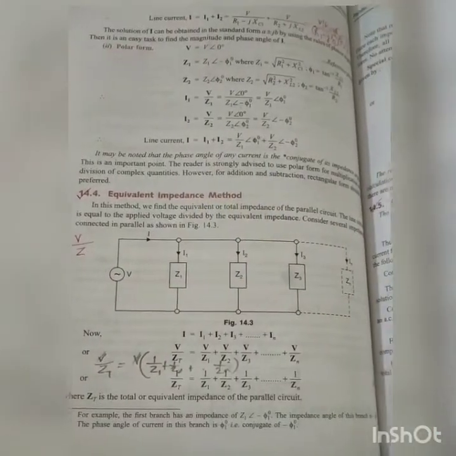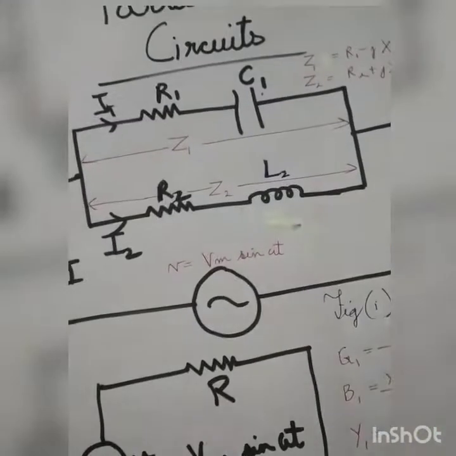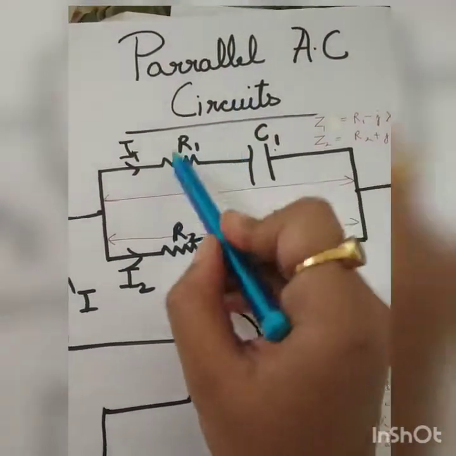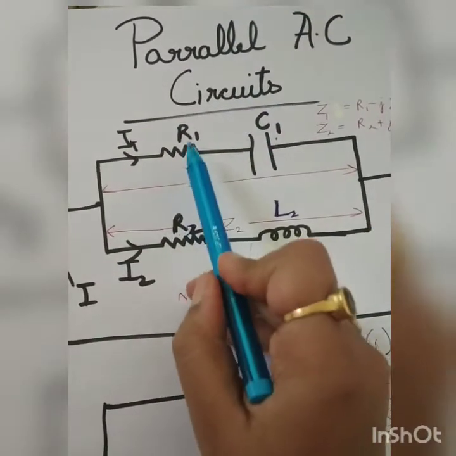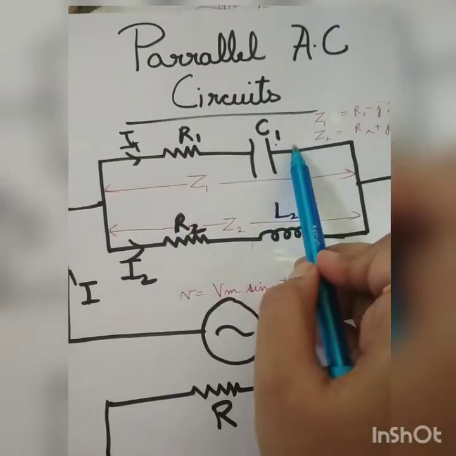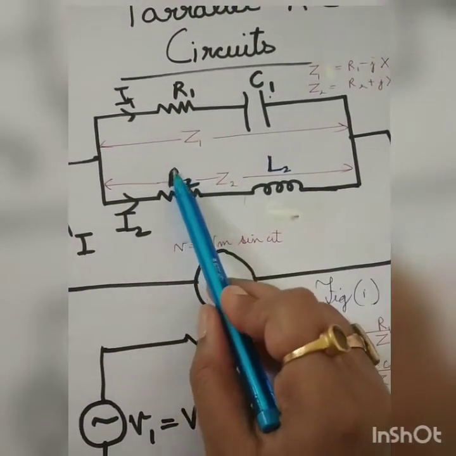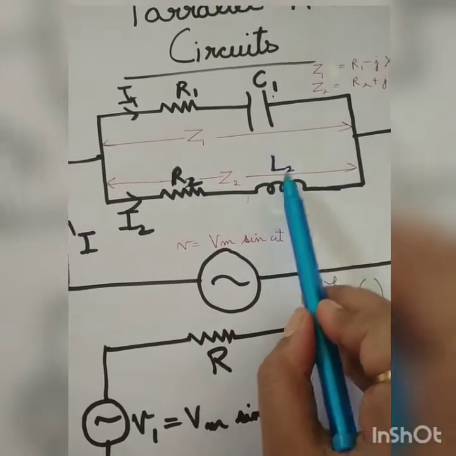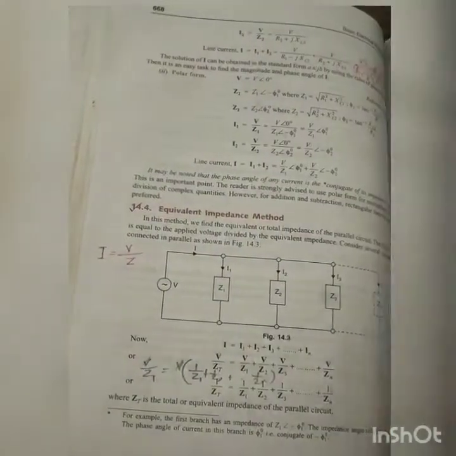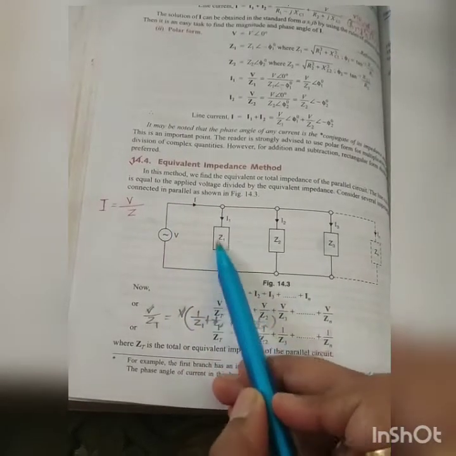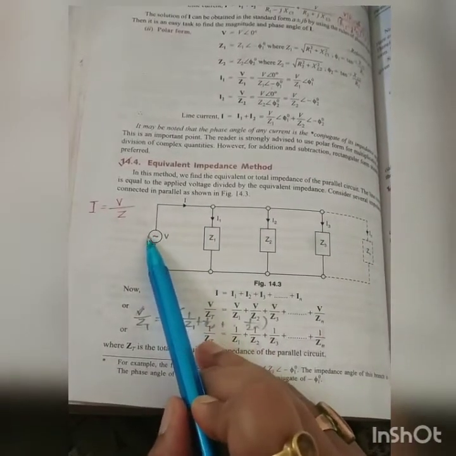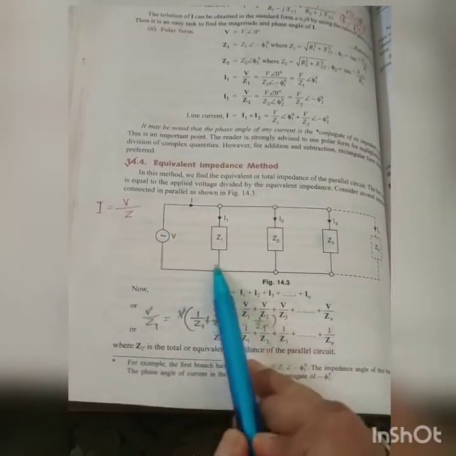In the circuit which we considered, there was a simple parallel AC circuit. In the first branch there were 2 components, namely a resistor R1 and a capacitor C1. In the second branch again there were 2 components, another resistor R2 and an inductor of inductance L2. Now in the equivalent impedance method, we draw the impedances in parallel. It is just a generalized diagram: this is the voltage source and the impedances are drawn parallel to it like this.